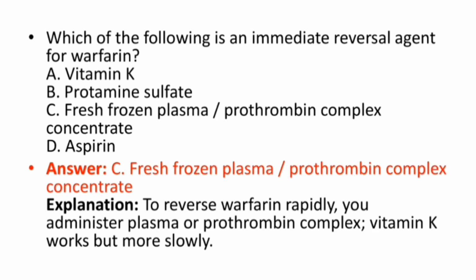Which of the following is an immediate reversal agent for warfarin? Option A, vitamin K; option B, protamine sulfate; option C, fresh frozen plasma or prothrombin complex concentrate; option D, aspirin. The correct answer is option C, fresh frozen plasma or prothrombin complex concentrate. To reverse warfarin rapidly, administer plasma or prothrombin complex. Vitamin K works but more slowly.